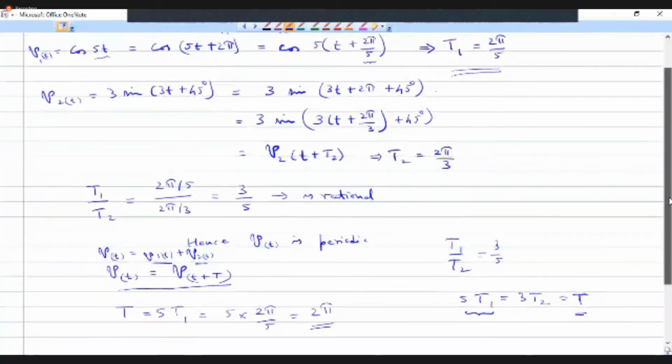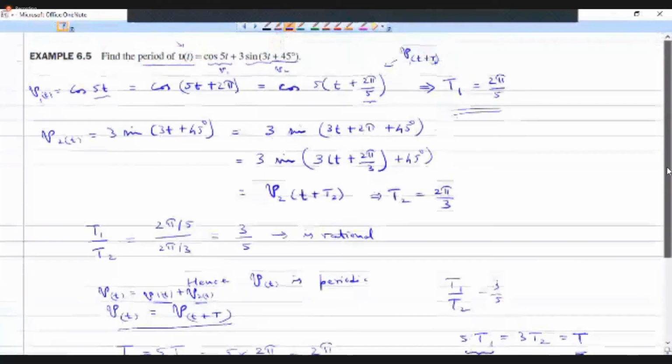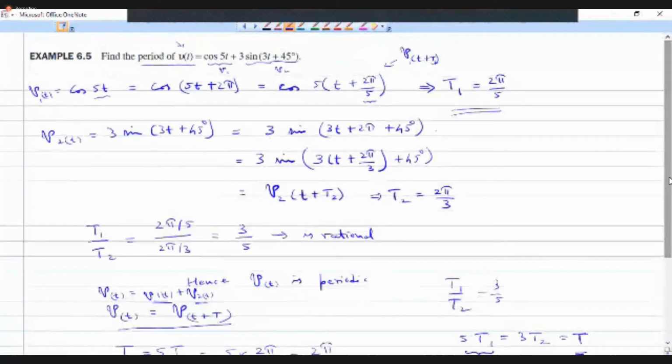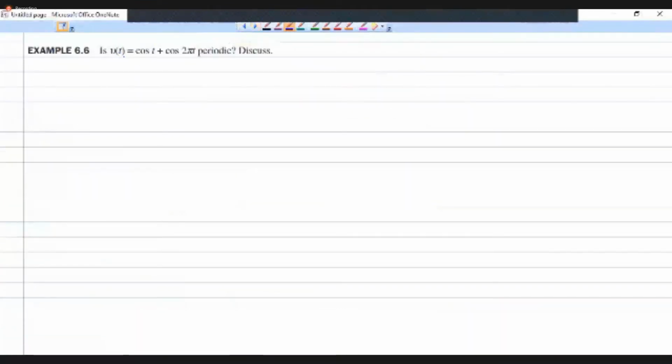I hope that concept is clear. It will be more clear if you look at one more example. So consider this v of t, which is the sum of two functions, cos t and cos 2 pi t. So the question is, is it periodic? And discuss it. So let me call this v1 of t and this v2 of t.